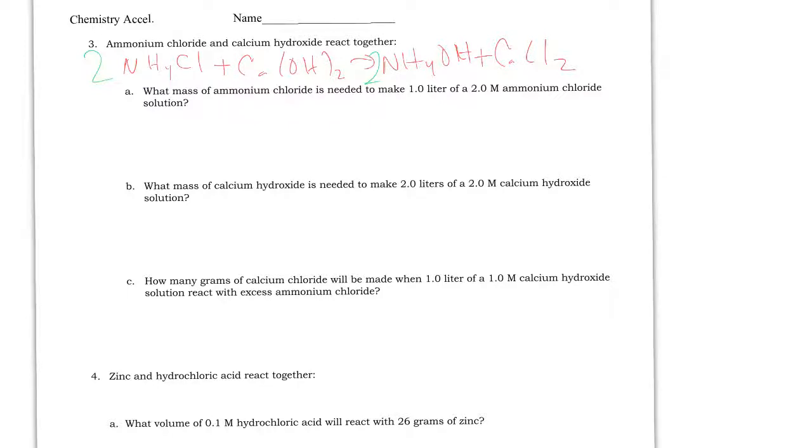Okay. What mass of ammonium chloride is needed to make 1 liter of 2 molar? Well, if we have 1 liter, we have 2 moles. So we would need ammonium chloride, which is NH4Cl. That's this one right here. So we've got 14 plus 4 plus 35 and a half.